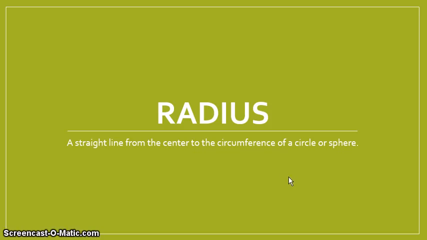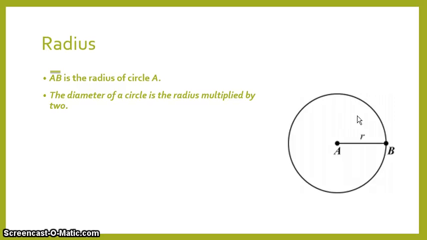The radius is a straight line from the center to the circumference of a circle or a sphere. So here, AB is the radius of circle A, and the diameter of a circle is a radius multiplied by 2. The reason for that is because we've got the radius here, and it's only halfway, so we want to get to the full version. So we're going to cross the circle completely, so we want to multiply it by 2.